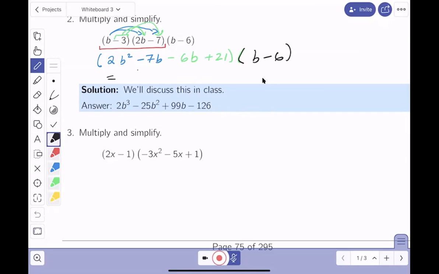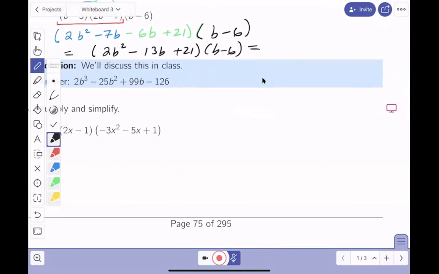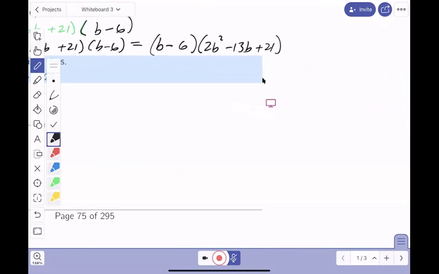So let's see if we can do that. The first one I'm looking at, I want to put it down in order: 2b squared minus, 7 and 6 is 13, right? Plus 21, times b minus 6. Now, when you were in grade school, your teachers probably told you to put the small guy up front and the big guy last. So I'll put that down. It's going to be b minus 6. And then you get 2b squared minus 13b plus 21.